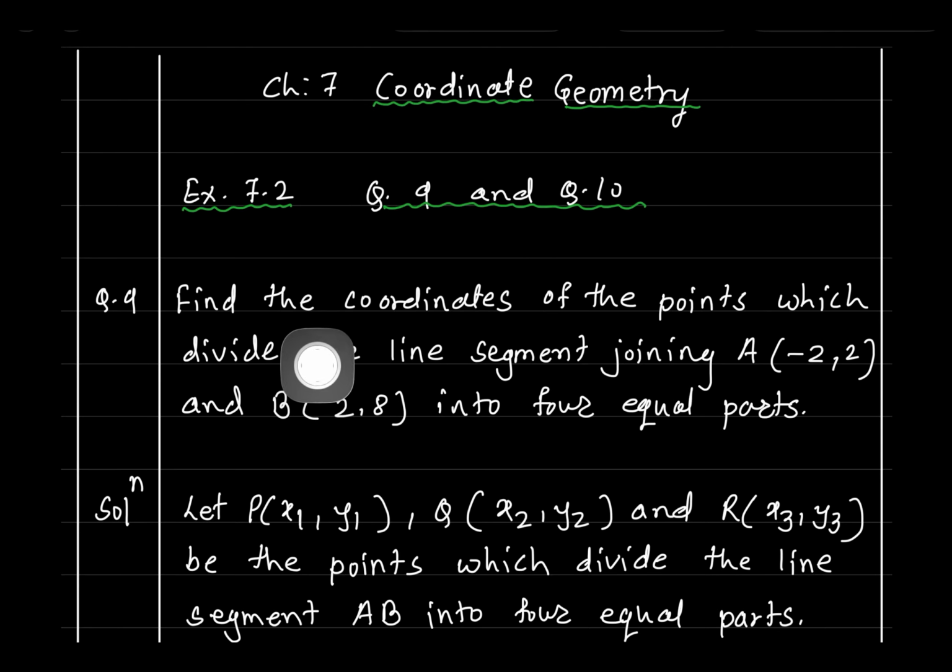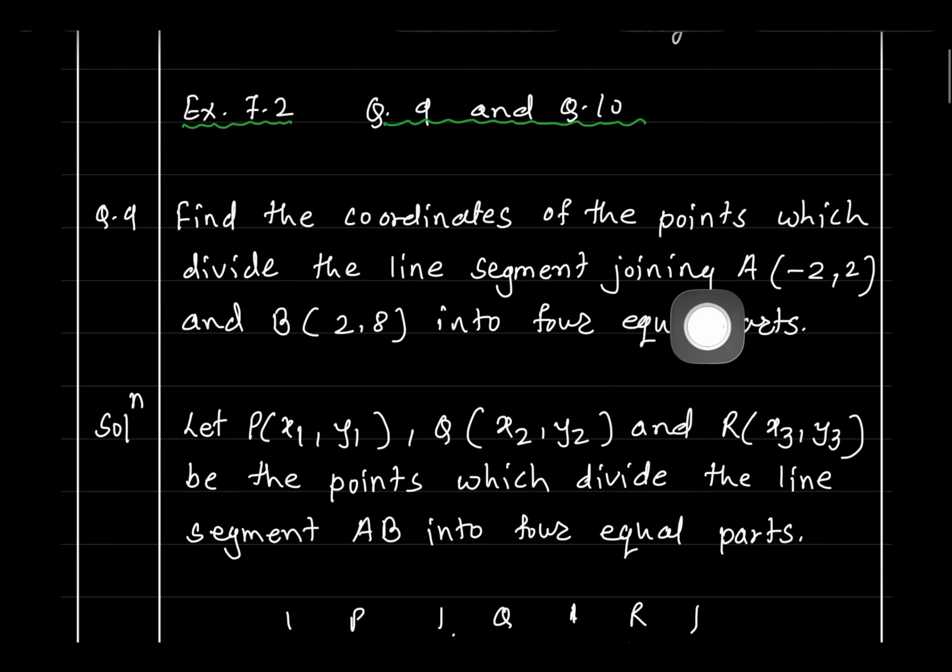Question number 9: find the coordinates of the points which divide the line segment joining A (-2, 2) and B (2, 8) into 4 equal parts. Here A and B are two points, and after joining them we'll get a line segment whose coordinates are given. What is the question? Find the coordinates of the points which divide the line segment AB into 4 equal parts.